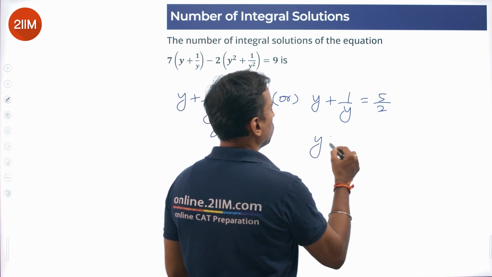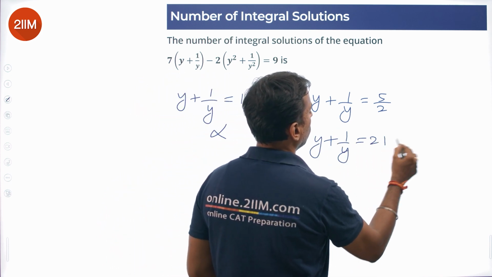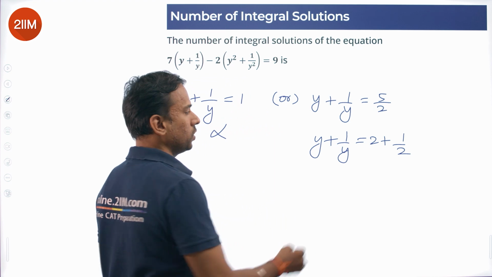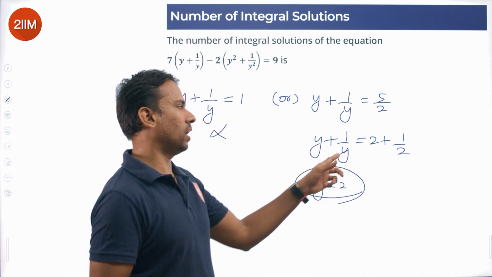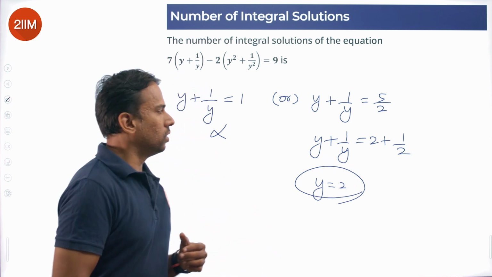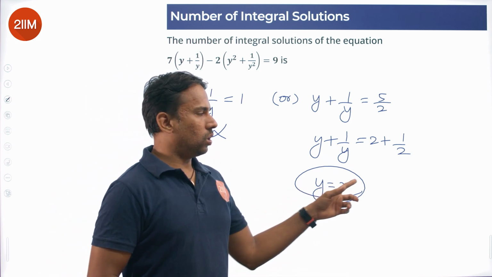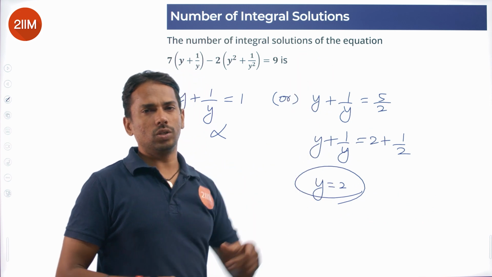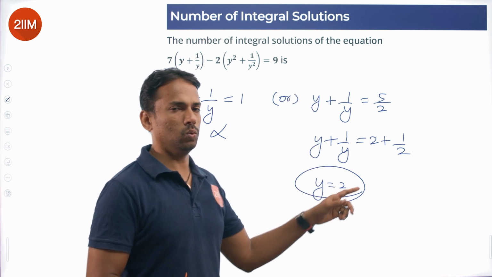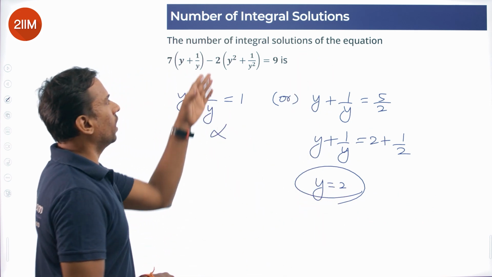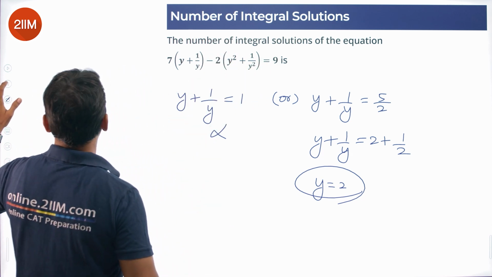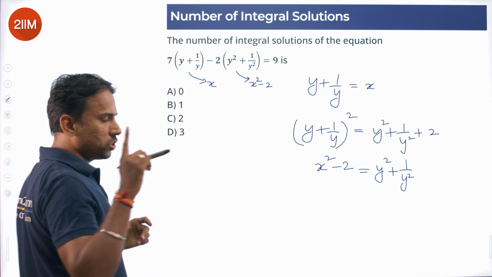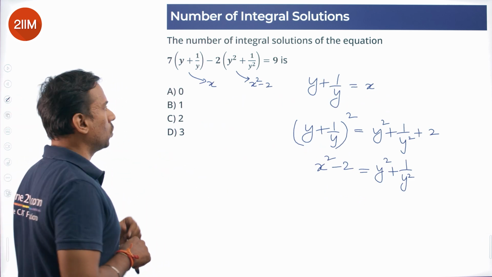This is y plus 1 by y is 2 plus 1 by 2. That means y can be 2. That's the only integer solution we can have for this equation. Either y is 2 or y is 1 by 2. 1 by 2 is not an integer solution, we cannot have that. So y is 2 is the only integer solution we can get from this equation. So how many integer solutions do we have? We have only one solution, which is y is equal to 2.